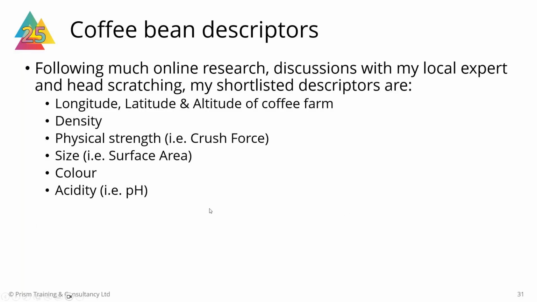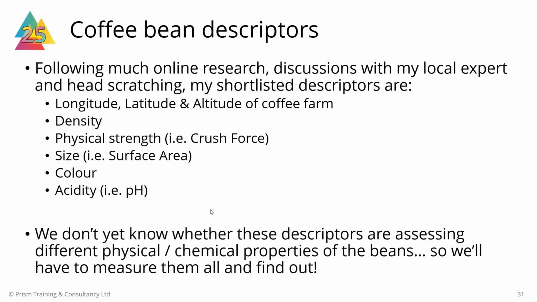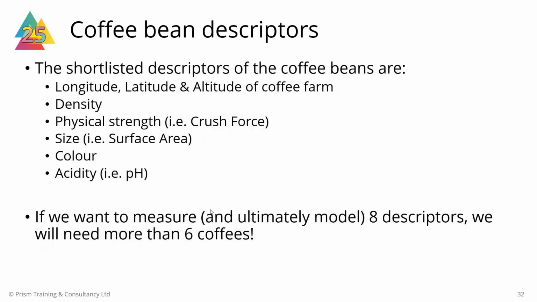The colour of the beans, some of them are very dark, some of them are very light. So again, does that have an effect on the flavour? And the acidity, does that affect how the coffee tastes? The trouble is, at the start, I don't know whether these are actually assessing different fundamental aspects of the coffee beans. I don't know whether, if I measure all these things, they'll allow me to distinguish between my selected coffees. What I'm going to have to do is try them all and see what works. So this is what I did.